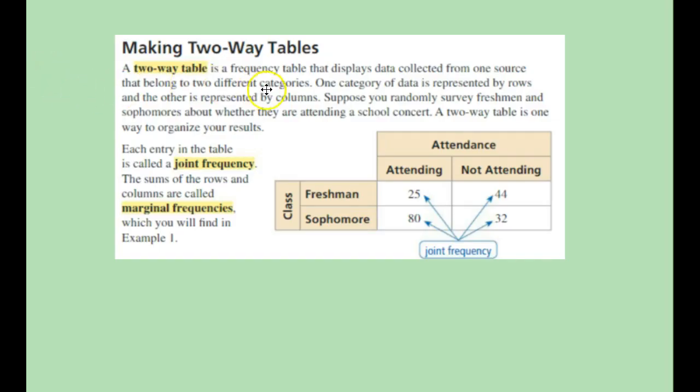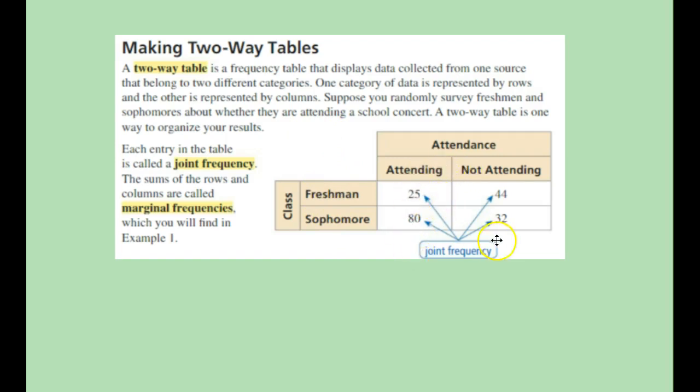So first, let's look at what a two-way table is. A two-way table is a frequency table that displays data that we've collected that belongs in more than one category. So here we surveyed freshmen and sophomores about whether they're attending a school concert. A two-way table is one way to organize those results, because you'll see I have both freshmen and sophomores here, and attending or not attending.